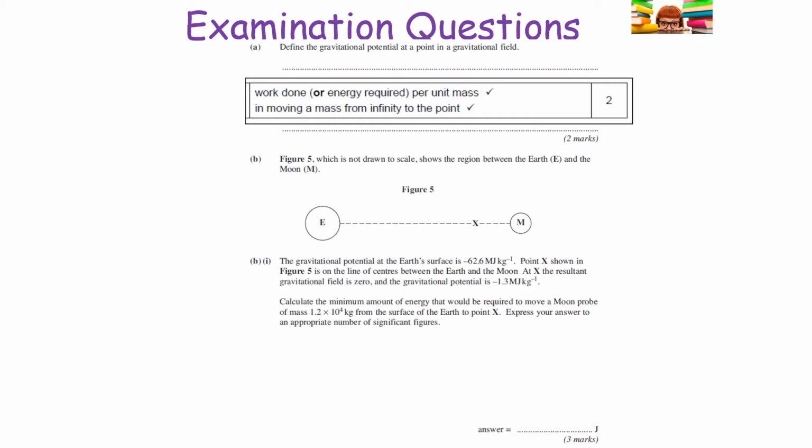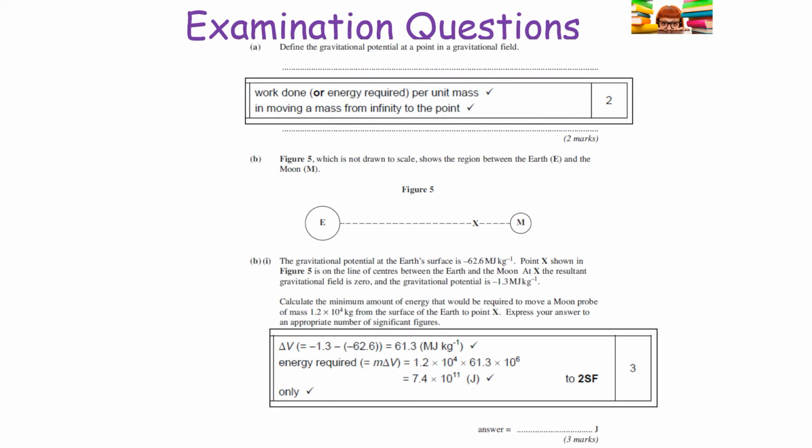Now in this next question, what can you surmise and work out? Well, you know firstly that the gravitational potential at X is minus 1.3. Now you'll notice that at the surface it's minus 62.6. So therefore the first thing you can do is work out the potential difference. So the potential difference in moving from the Earth to the point X is going to be 61.3 megajoules per kilogram.